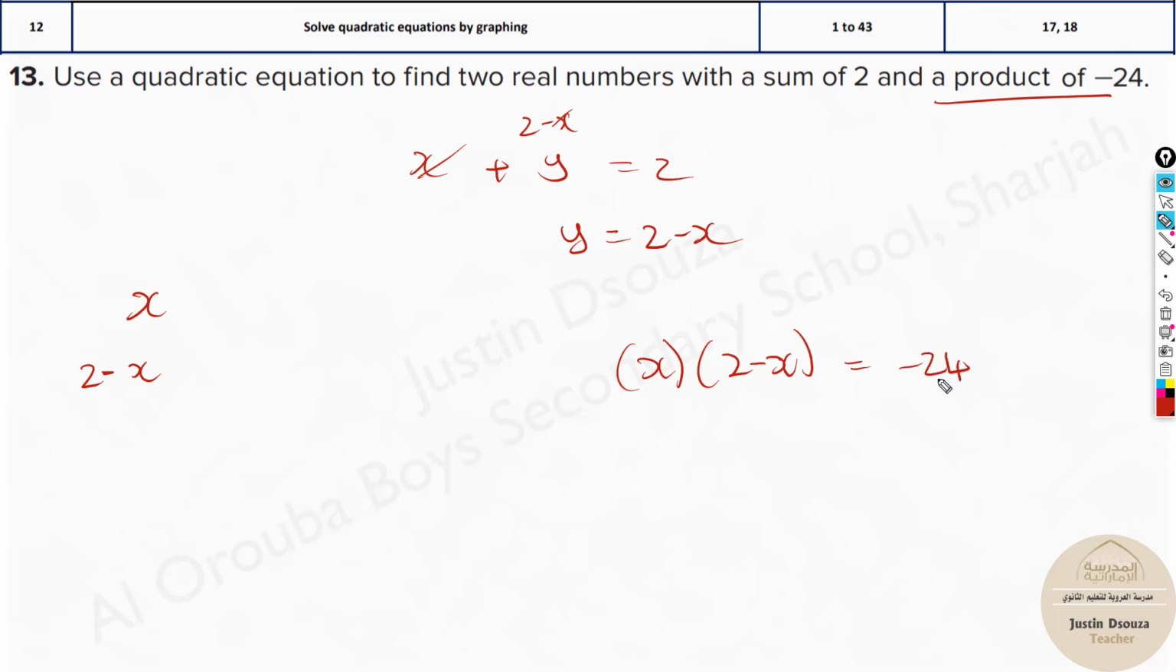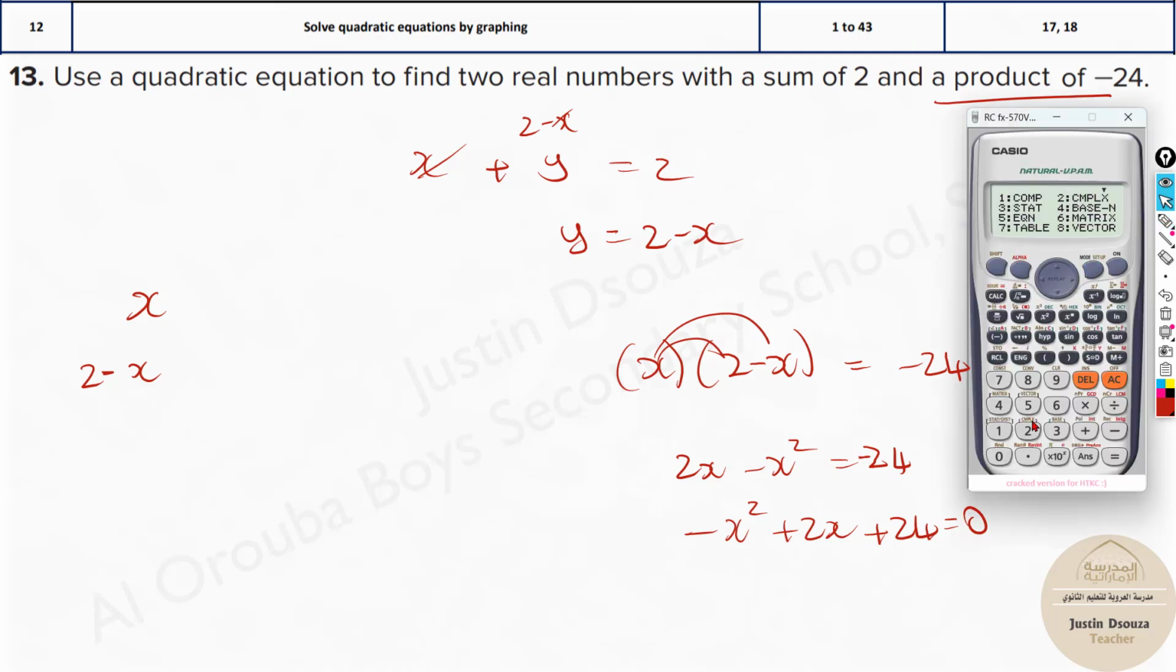Minus 24. So now it will help me to solve. I'll multiply here, it will be 2x, its distributive property, and minus x squared equals minus 24. And now rearrange this: minus x squared plus 2x, bring this to the other side, plus 24 is equal to 0. Now you can easily solve it by using the calculator.